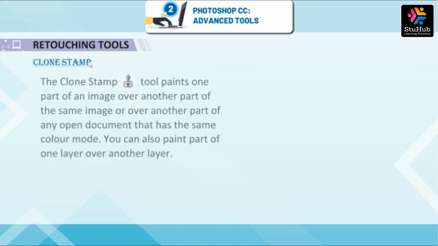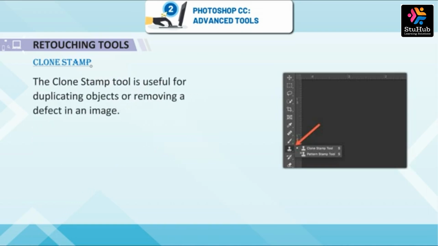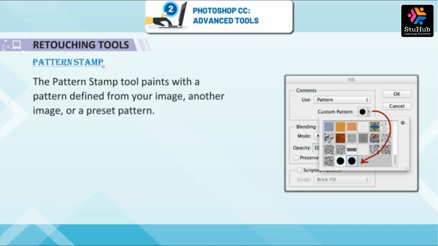Clone Stamp. The Clone Stamp tool paints one part of an image over another part of the same image or over another part of any open document that has the same color mode. You can also paint part of one layer over another layer. The Clone Stamp tool is useful for duplicating objects or removing a defect in an image. Pattern Stamp. The Pattern Stamp tool paints with a pattern defined from your image, another image, or a preset pattern.